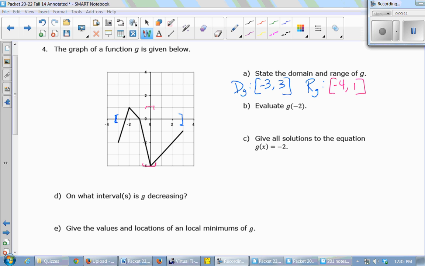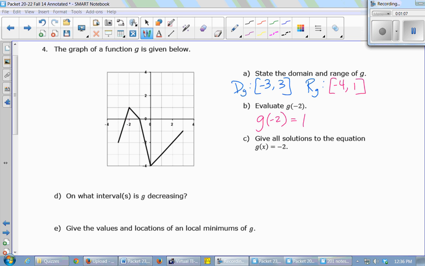All right, now to evaluate g of -2, -2 is in parentheses there. That means it's an input or an x value, and this is asking me for the y value. So I find the x value of -2. I go up to the graph and read off the y value. So g of -2 is 1.